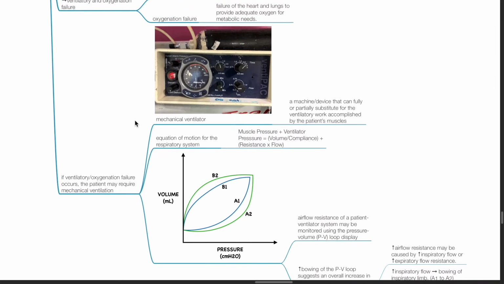A mechanical ventilator is a machine or a device that can fully or partially substitute for the ventilatory work accomplished by the patient's muscles. Referring to the equation of motion for the respiratory system, muscle pressure plus ventilator pressure equals lung volume divided by compliance plus resistance times flow. If there is increased resistance, there is a need to increase pressure. If the patient's own muscles cannot produce that pressure, they may need assistance from a ventilator.